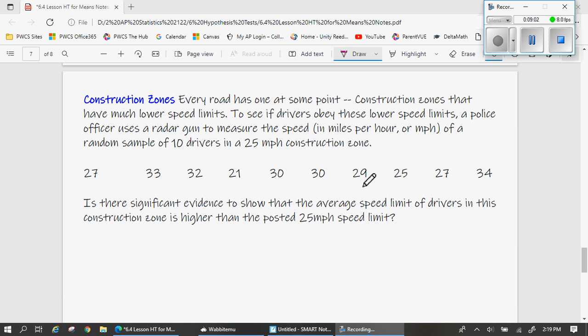As always, you should ask questions if you need some help. You should do some practice because that's how you get used to making sure you do assumptions and conditions, choosing the correct calculator operation, interpreting your p-value, deciding whether or not to reject the null hypothesis or fail to reject the null hypothesis. All of that stuff takes practice. The more you do it, the better you'll get at it, the more sense it will make. So make sure you ask for help, make sure you do some practice, and make sure you stick around and answer the questions that I ask you about this problem, speed in construction zones. Good luck.